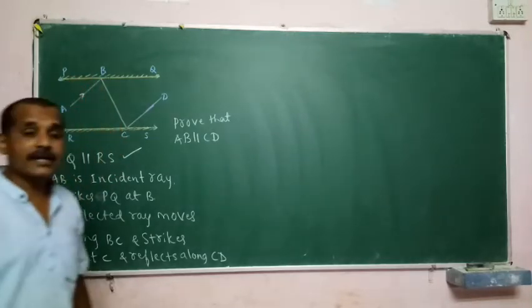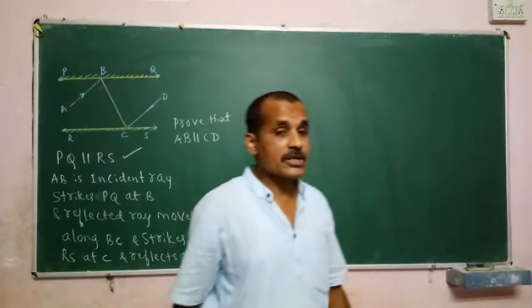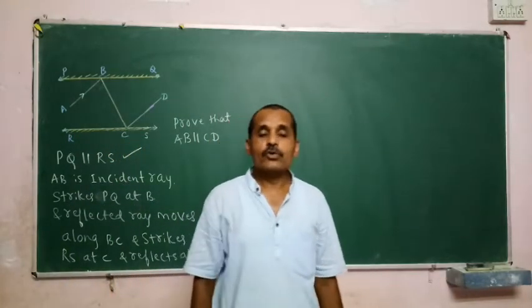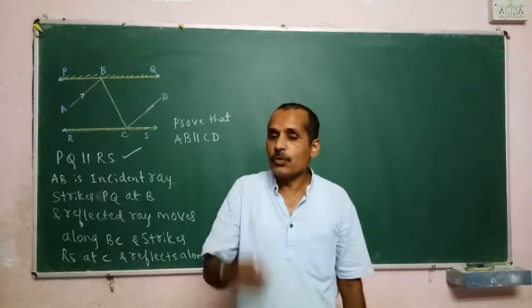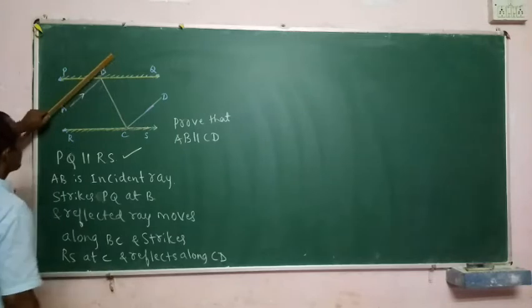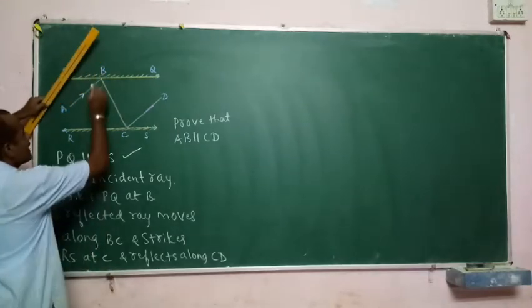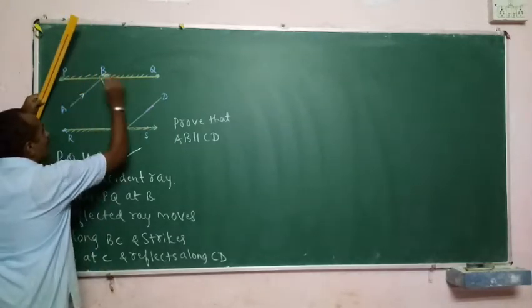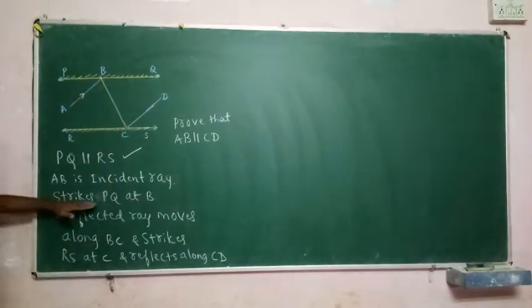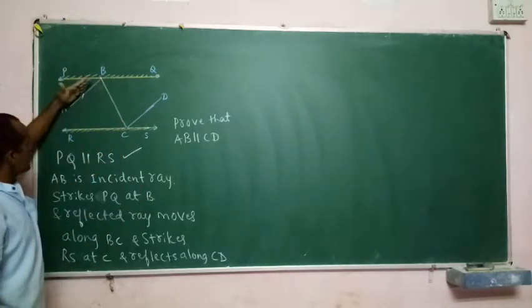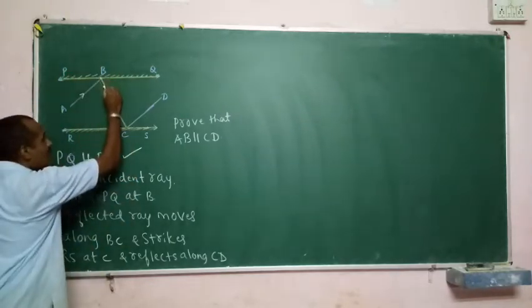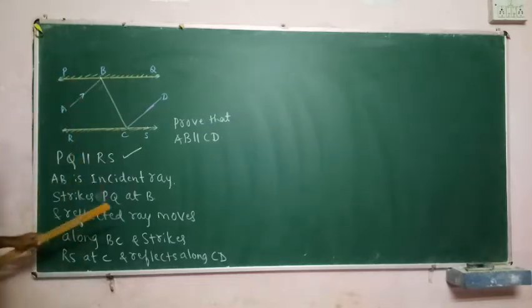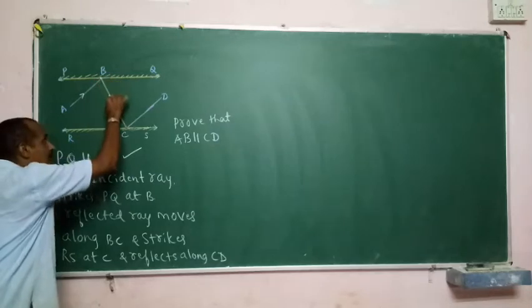In class 8, in the chapter Light, we have studied the laws of reflection. You know that angle of incidence is equal to angle of reflection. AB is the incident ray, and it strikes mirror PQ at B, and this is called the reflected ray. The reflected ray moves along BC.